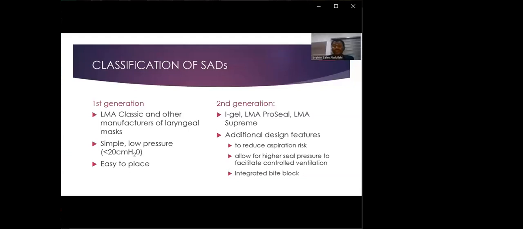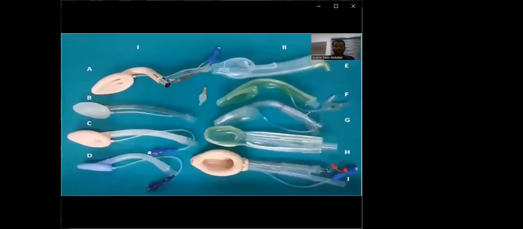One, to reduce aspiration risks, because they have a gastric port through which gastric content can be suctioned with a suction catheter, and they allow for higher seal pressure to facilitate controlled ventilation. This also can be used for the obese patient, and they have an integrated bite block. So unlike the first generation, where when in situ you need to pass a bite block, these have a bite block incorporated. And these are the varieties of the supraglottic airway devices.